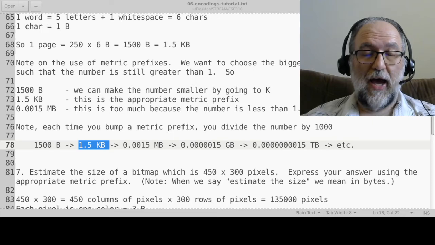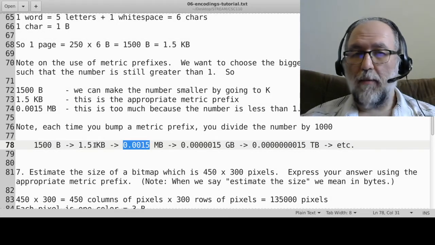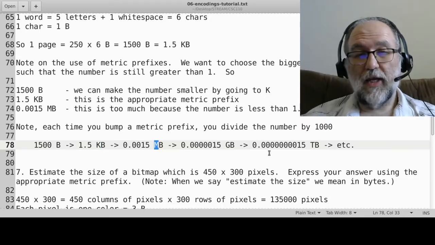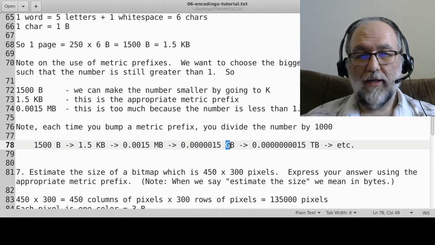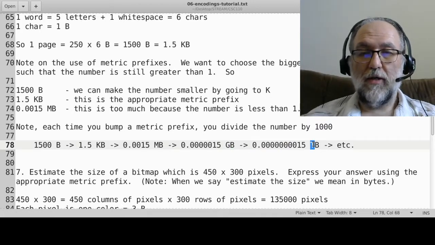If you divide by 1,000 again, which you can do, you divide the number by 1,000, but then you bump the metric prefix from kilo to mega. You could divide by 1,000 again if you want. So there's the number divided by 1,000 again, and then you bump from mega to giga. You can do it again, divide by 1,000 again, and then you bump from giga to the next bigger one, which is tera.